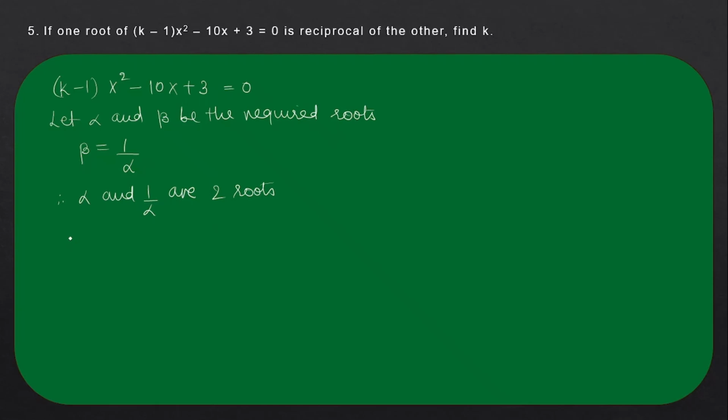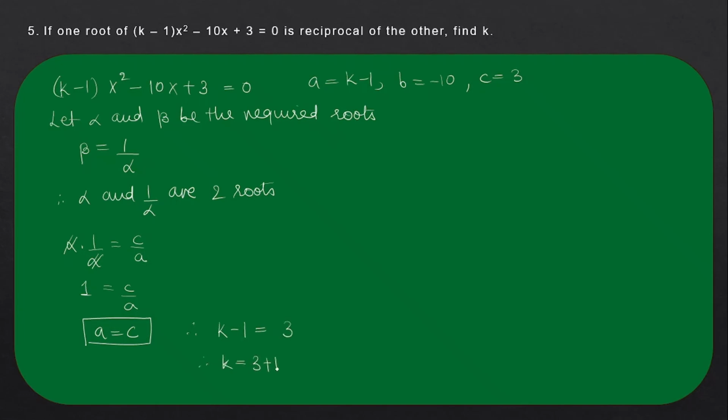When I say product of the roots, alpha into 1 by alpha, I will get c by a, and from here this left side will become 1. So when one root is the reciprocal of the other, then your a and c becomes equal. Now from the given polynomial, a is k minus 1, which is the coefficient of x square, and b is minus 10, and c will be equal to 3. Now since a and c are equal, we will equate them. So a is k minus 1 and c is 3. So we get k is equal to 3 plus 1, which is 4. So the correct answer is k is equal to 4.